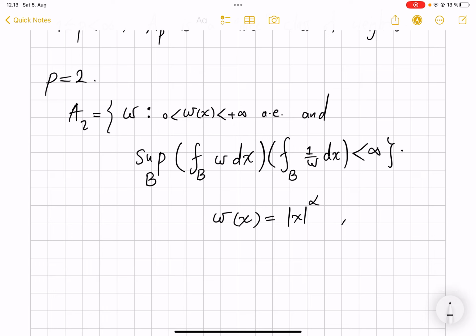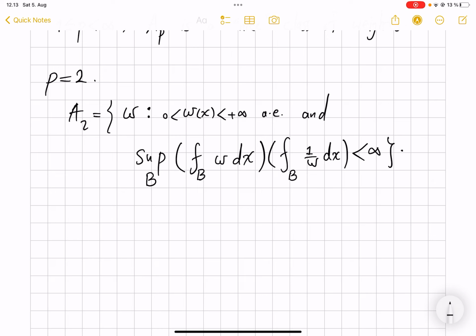alpha. So for certain alpha, which could also be negative, the right parameter alpha will put omega in the right AP. So these are the typical AP weights. Okay, so with this then you end up with the metric measure space Rn, Euclidean distance, and this omega.